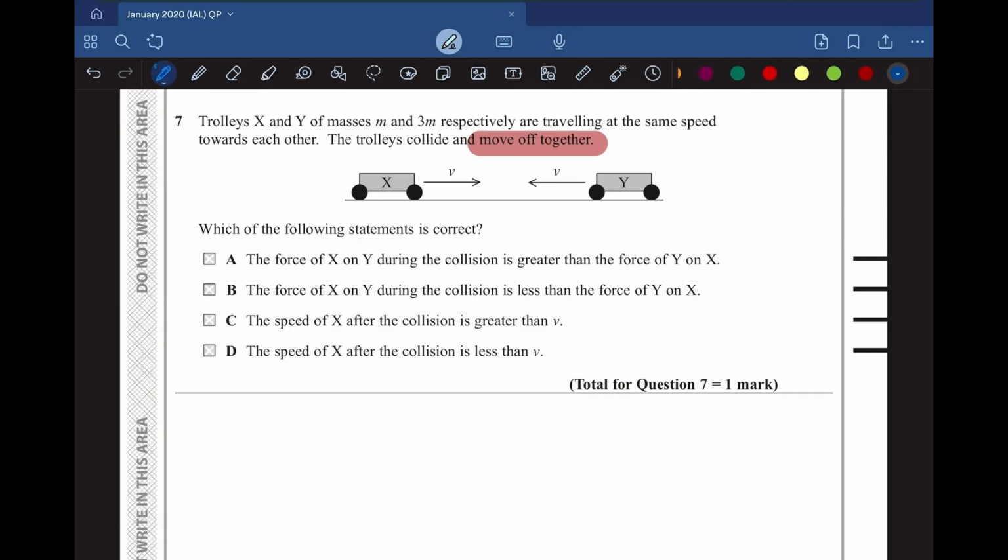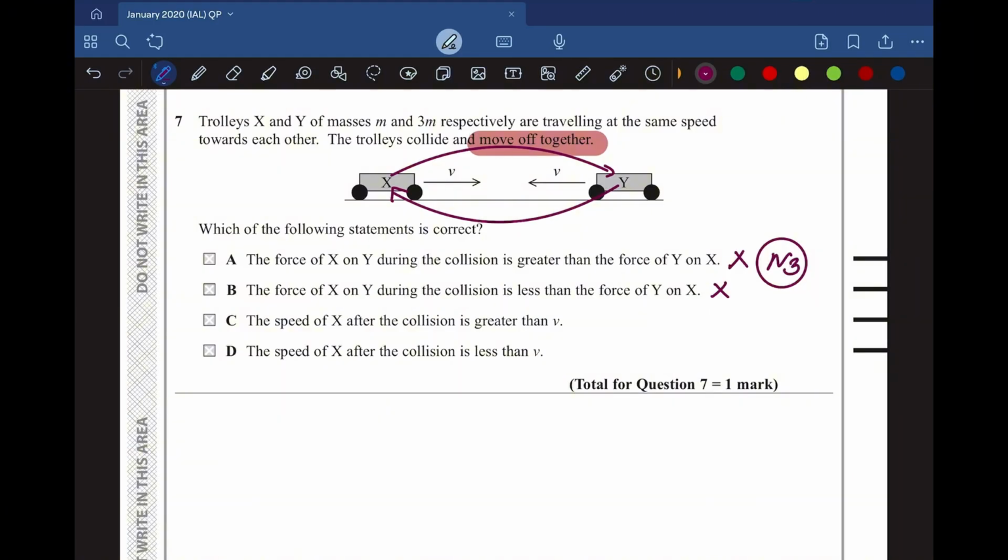Now the next part says, which of the following statements is correct? The force of X on Y during the collision is greater than the force of Y on X. This cannot be correct, because according to Newton's third law, the force that X exerts on Y is the same as the force exerted by Y on X. The magnitudes of these two forces are the same despite their masses.